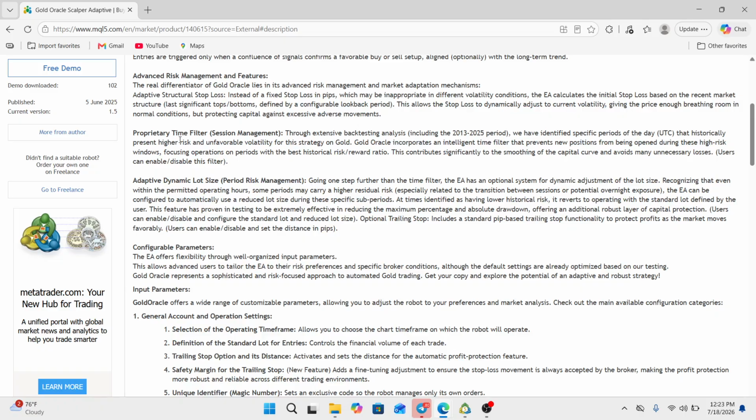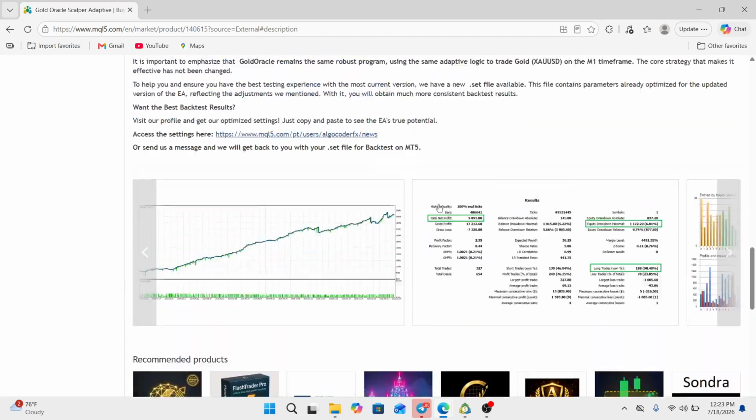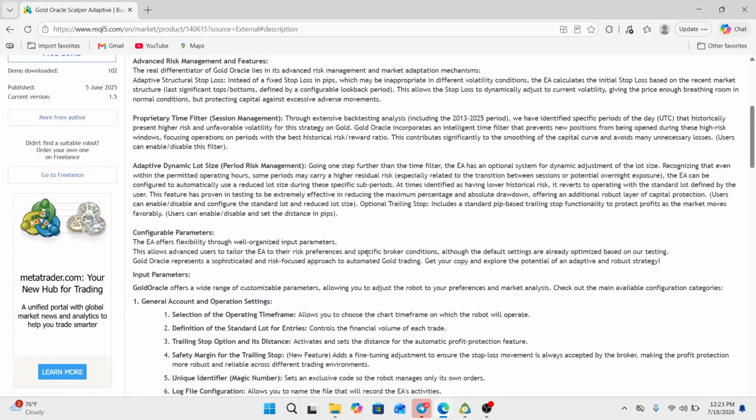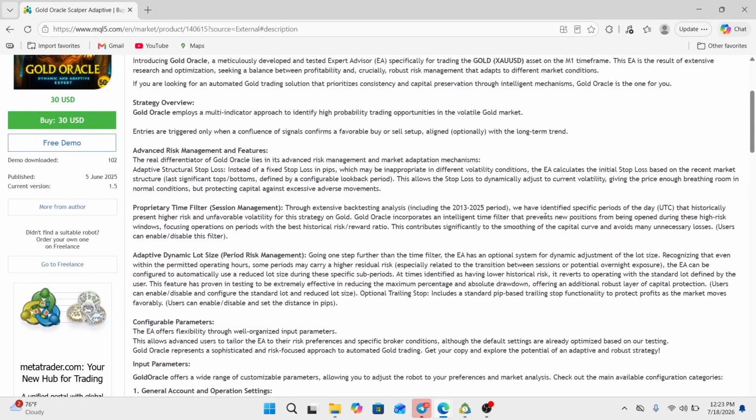So we also have the proprietary time filter, which comes from extensive backtesting analysis, which we'll get to soon. We have some of the backtesting results here. Right, so through extensive analysis, the developer claims to have identified specific periods of the day, UTC, that historically present higher risks and unfavorable volatility for this strategy on gold. So according to him, the Gold Oracle incorporates an intelligent time filter that prevents new positions from being opened during these high risk windows, focusing on periods with the best historical risk to reward ratio.